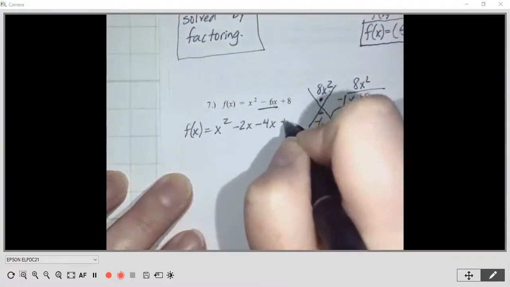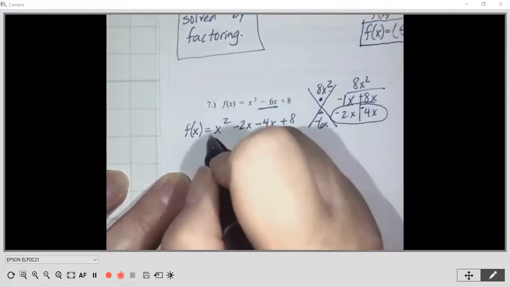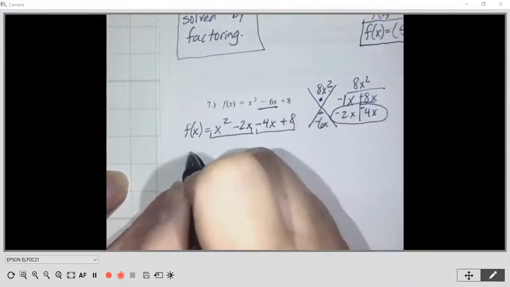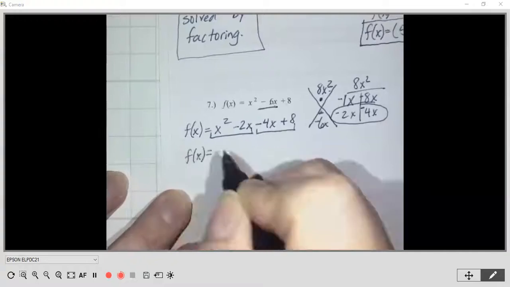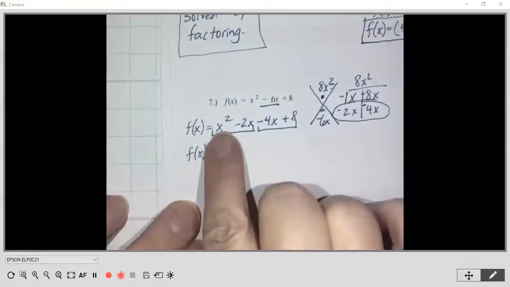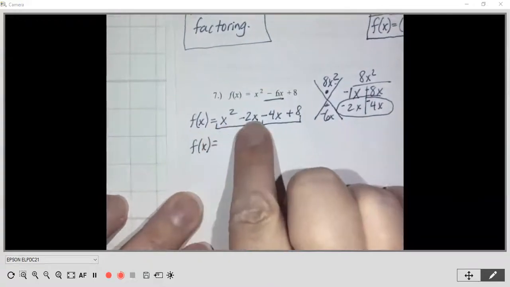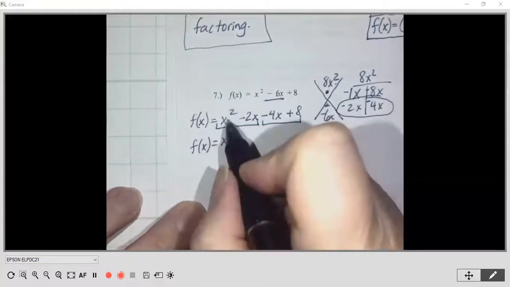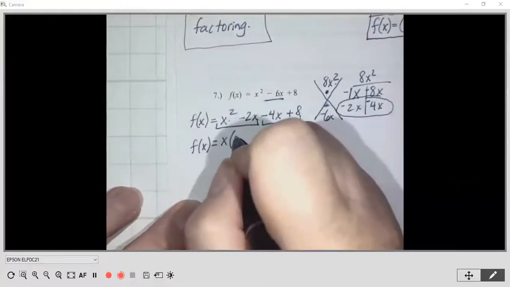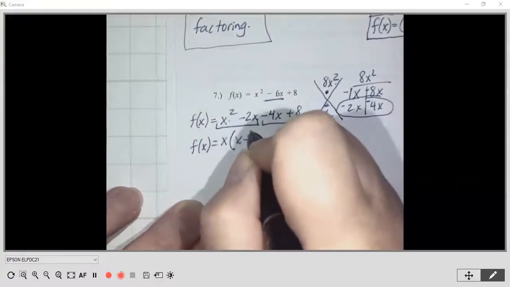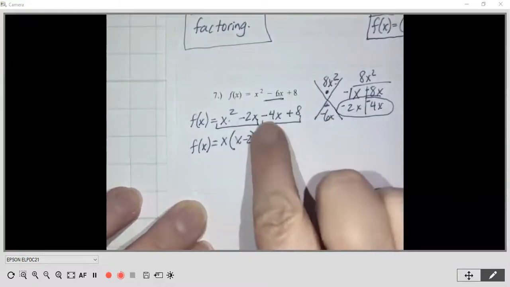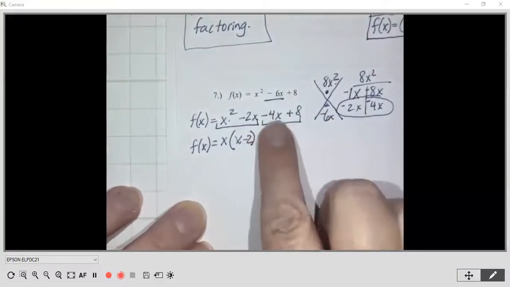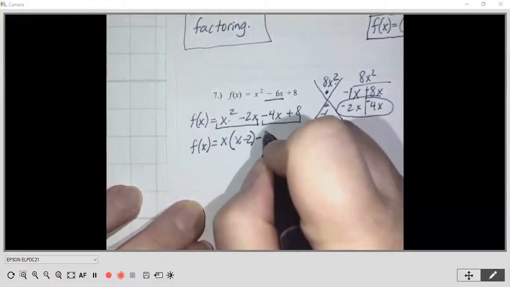And then break down the plus 8. Now we can factor by grouping. First group, second group. Okay, so f of x equals, I look at my first group, x squared minus 2x, they have a GCF of x. And then what's left over after I factored out the x is x minus 2. Then I look at my second group, I'm going to factor out a negative, and then the GCF of 4x and 8 is 4. So I'm going to factor out a negative 4.